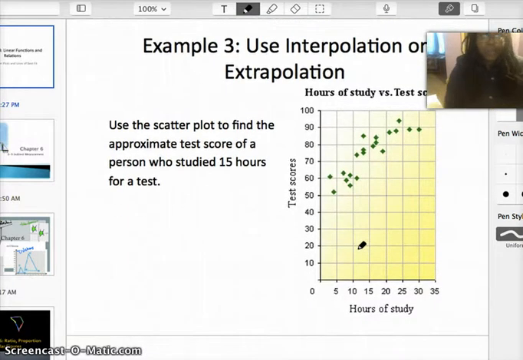This next example is example 3, our final example. I know you're clapping. Use interpolation or extrapolation. Use the scatter plot to find the approximate test score of a person who studied 15 hours. So this is right up our alley. If you notice, 15 hours of study has no correlated test score. So apparently nobody who reported this information studied 15 hours. They studied other hours that are indicated here.